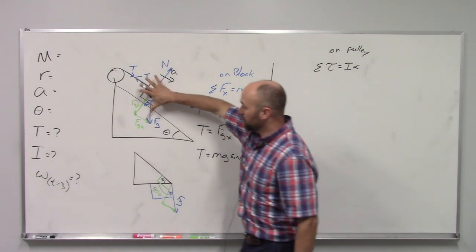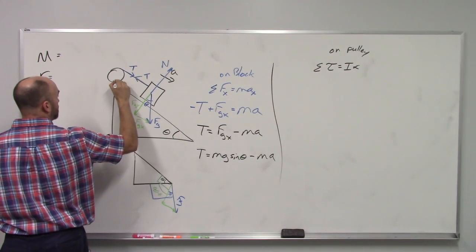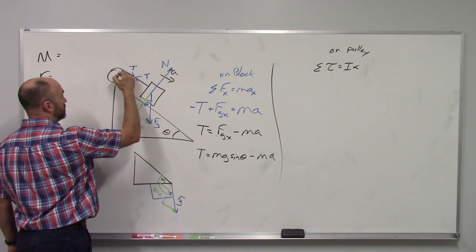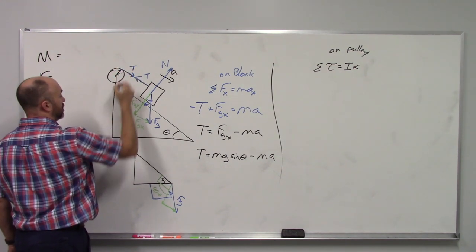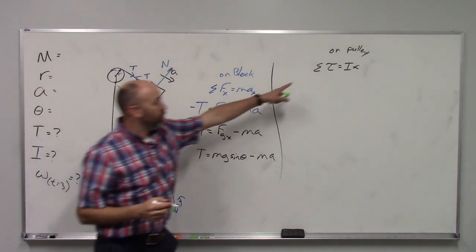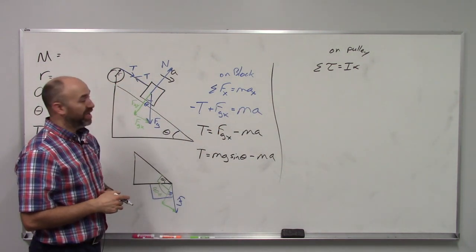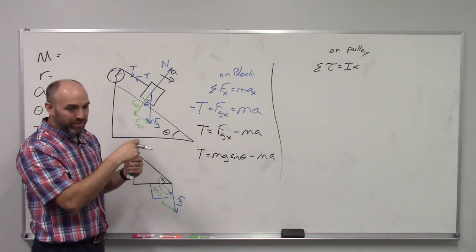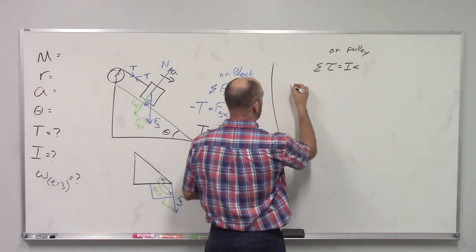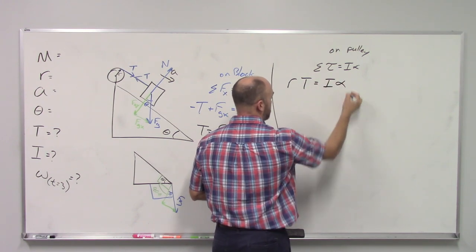So now we're ignoring the block, and we're just looking at that pulley. And if I was a good artist, this would go to the middle. Okay, so the radius is here, R. So looking at this, when we add up the torques on that pulley, we only have one thing to add up, radius times tension. And with wheels, whenever you've got a rope wrapped around the edge, it's always going to be perpendicular to the radius. It always is that way. So this is going to be radius of the wheel times tension equals I times alpha.